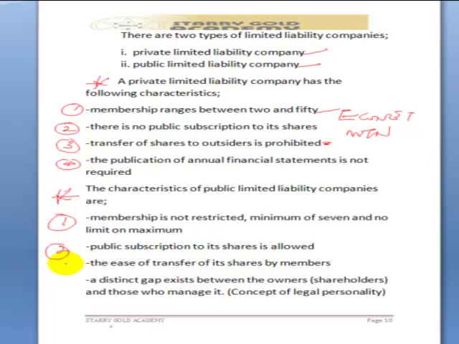Number 3 is the ease of transfer of its shares by members. This is tied to number 2. The 4th one says a distinct gap exists between the owners, that is shareholders, and those who manage it. Concept of legal personality: this number 4 talks about the fact that there is a legal personality on the company itself that is distinct and separate from those of its shareholders.